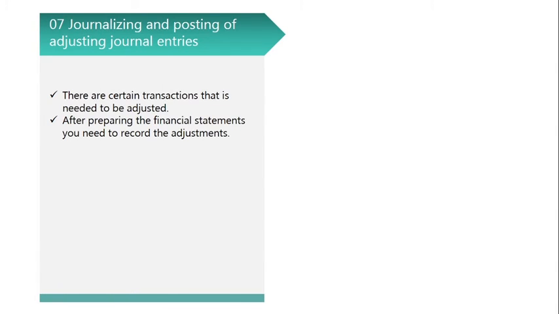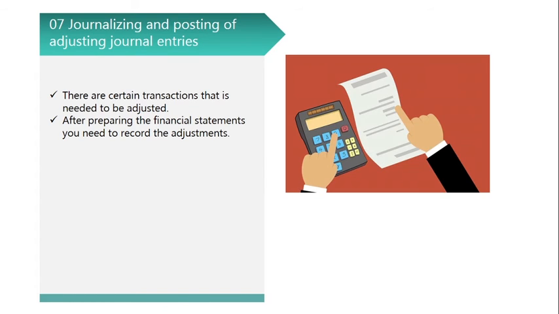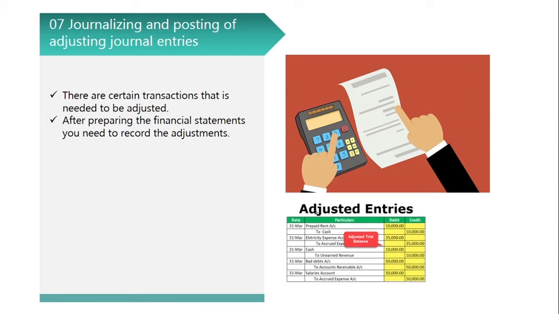The next step is journalizing and posting of adjusting journal entries. There are certain transactions that need to be adjusted. After preparing the financial statements, you need to record the adjustments. Adjusting entries are prepared at the end of the accounting period to update the accounts of internal transactions because they affect more than one accounting period. This will record the accruals, expirations of deferrals, estimations, and other events from the worksheet.